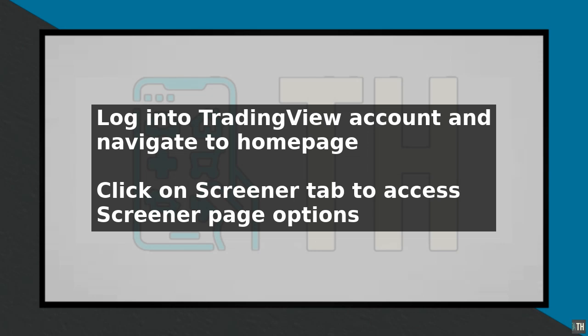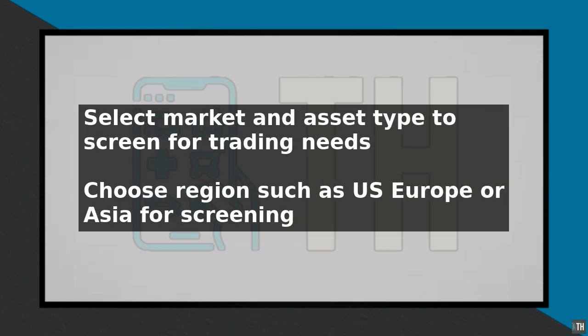your own custom screener. Select the market and type of assets you want to screen, such as stocks, futures, or Forex. Tradingview offers screeners for different regions, including the US, Europe, and Asia. Choose the one that best fits your trading needs.